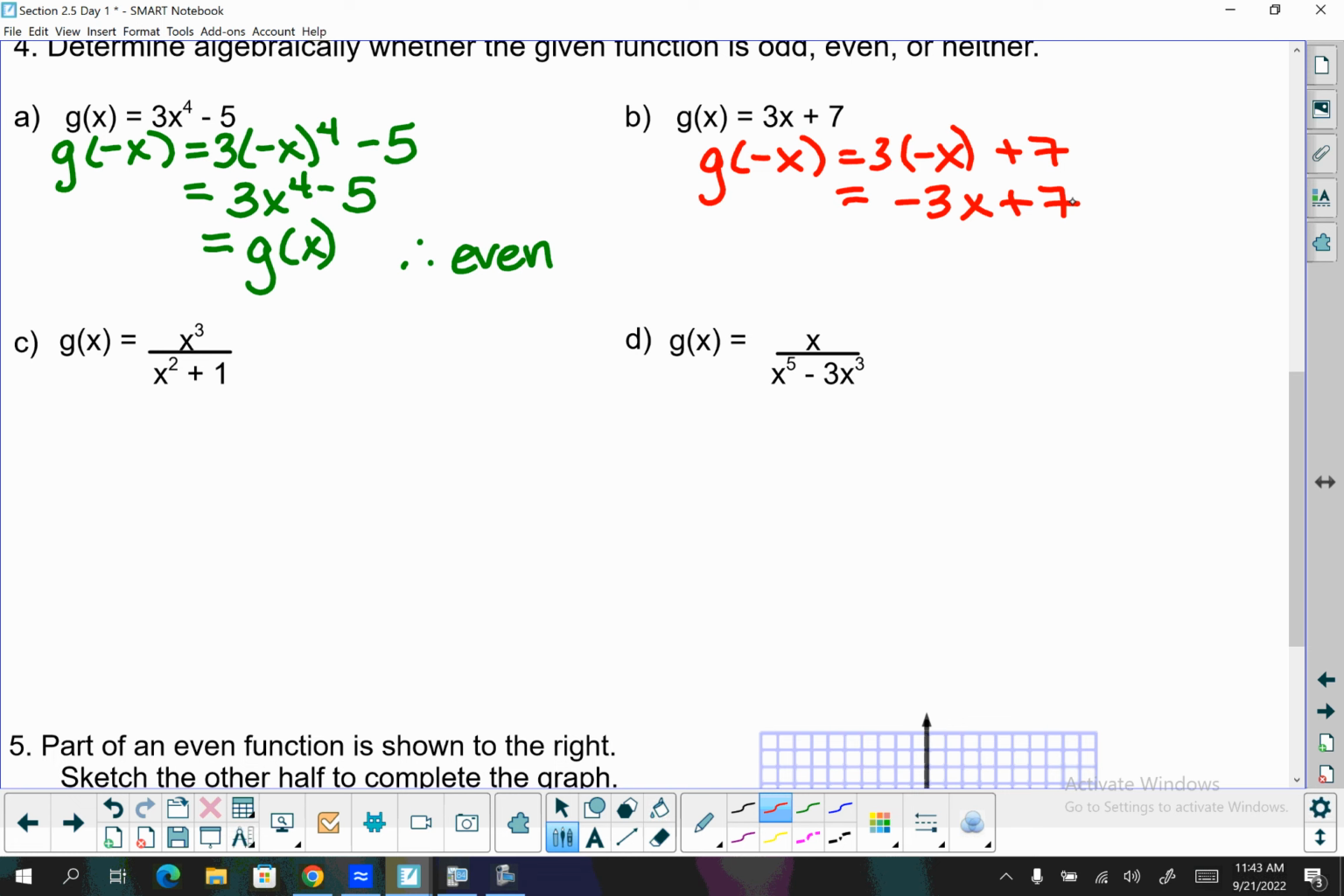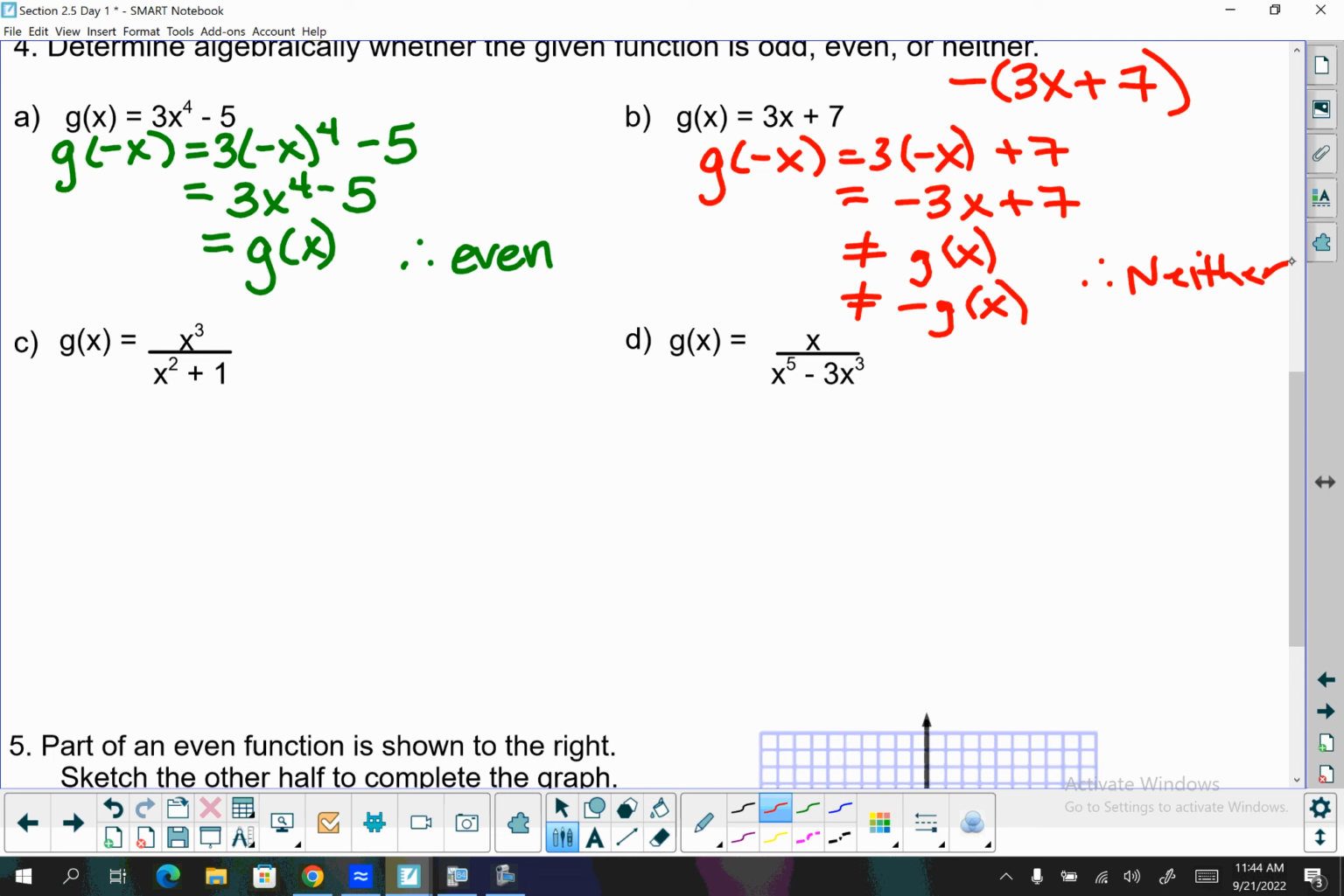No, it is not. If it was the opposite of the original function, it would look like this, okay? And that negative might be distributed in. It would be the whole function with a negative in front. So it is not equal to g of x, and it is not equal to the opposite of g of x. So therefore, this is a neither. This is what's going to happen when it's neither, even or odd.